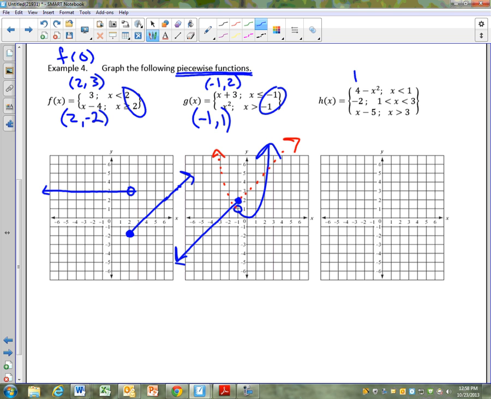So let's find our endpoint. We plug in 1 and you get 3. Open or closed circle? Open circle on 1, 3. Now we're going to draw the parabola to the left from there, and as you draw it to the left, we said it shifted up 4 units and it goes down. So that's what the graph looks like.